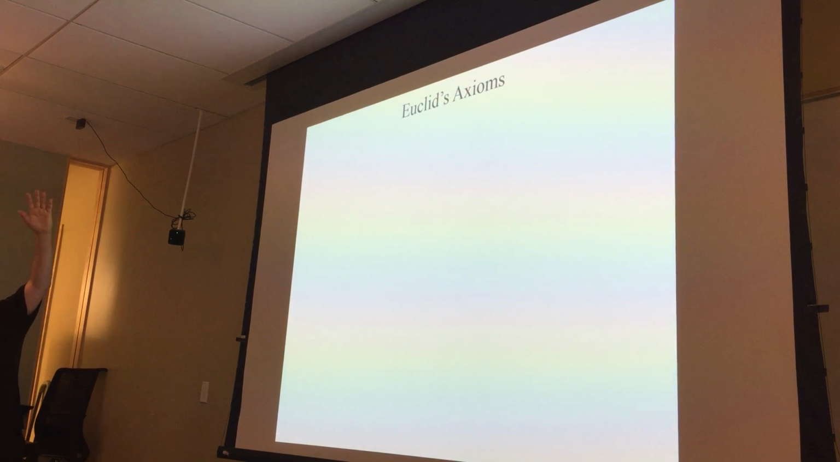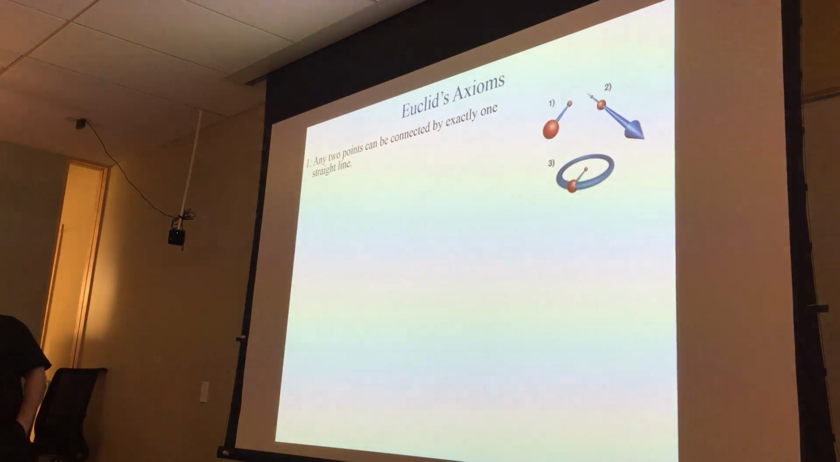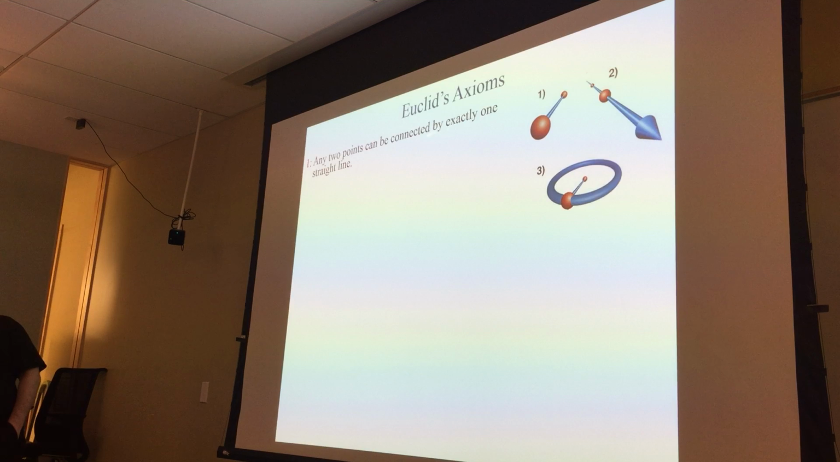And how many have seen Euclid's axioms of geometry before? A few of you? Okay. Here they are. Right? There's only a handful of them. They're pretty simple. Any two points can be connected by exactly one straight line. So here are two points. There's exactly one straight line between them. Not zero lines, not three lines, not 19 lines, one straight line.